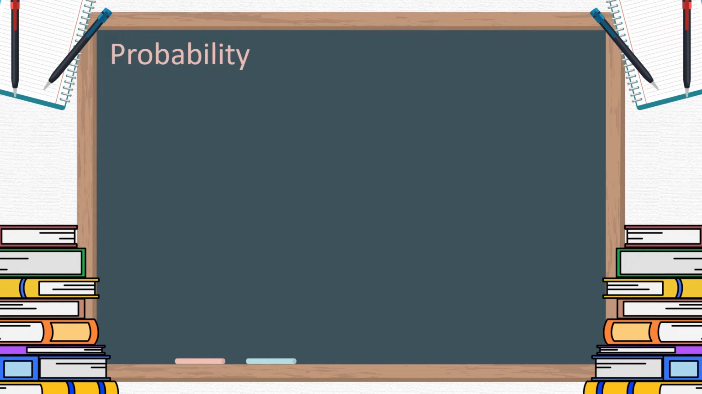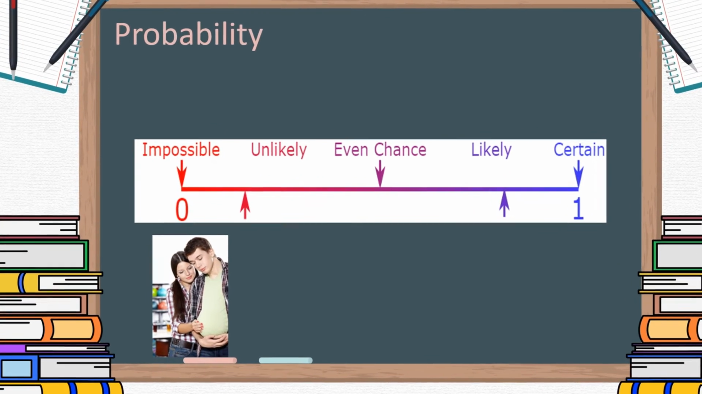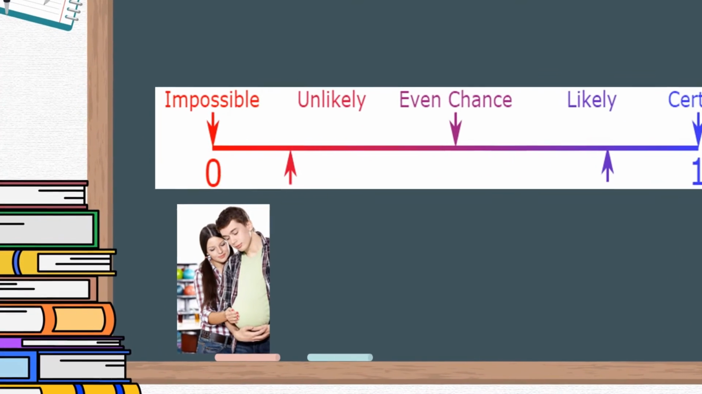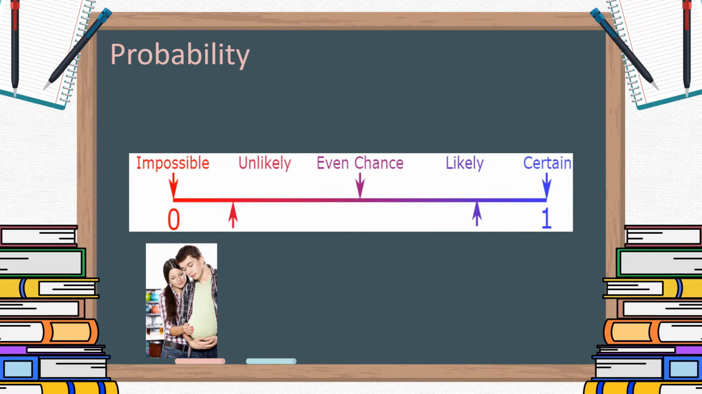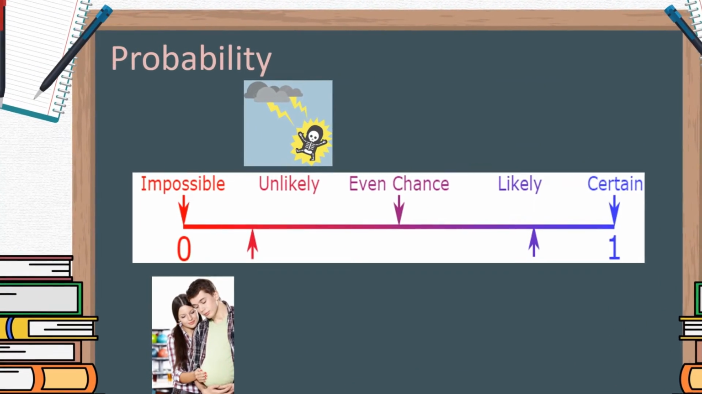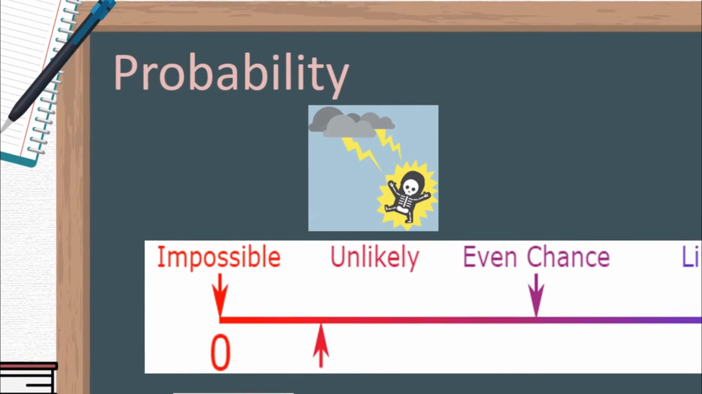So to better understand probability, class, we are going to use the probability line. So this is our probability line. Okay. If an event has a 0% chance to happen, that is what we call an impossible event. So mahirap mangyari or hindi mangyayari. Katulad ng pagbubuntis ng isang lalaki. Next, if an event has a small chance to happen, that is what we call an unlikely event. So, ibig sabihin, maliit lang yung chance na mangyayari yung naturang event.